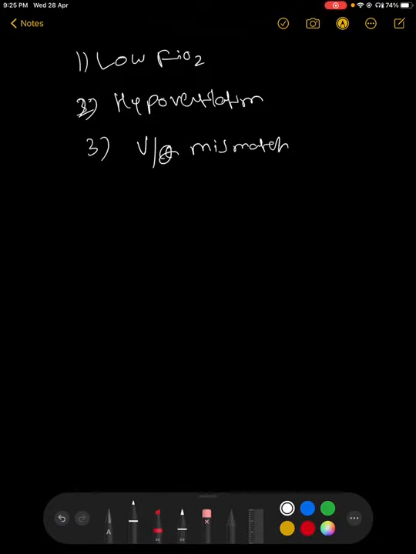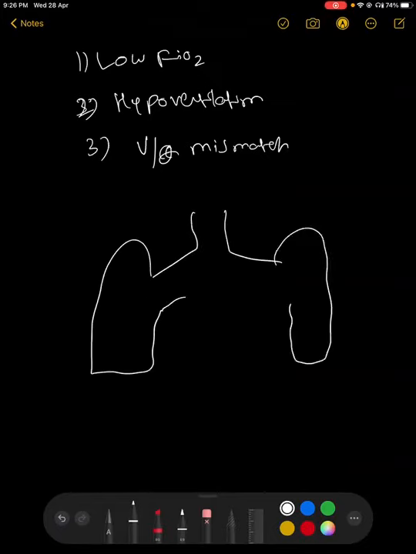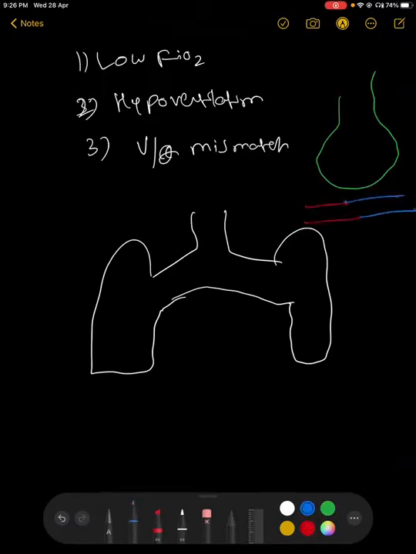So now we are going to VQ mismatch. What is VQ mismatch? What is basically VQ? VQ is nothing but the ventilation perfusion ratio. We have our lungs here, and this is an alveoli. We have the capillaries around the alveoli, in the interstitium.